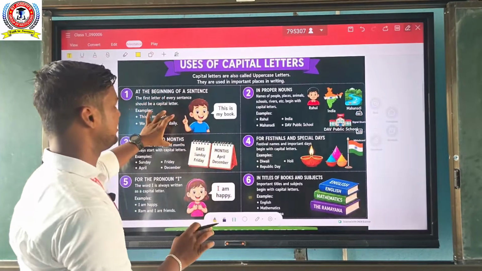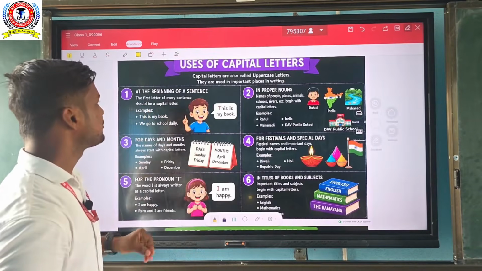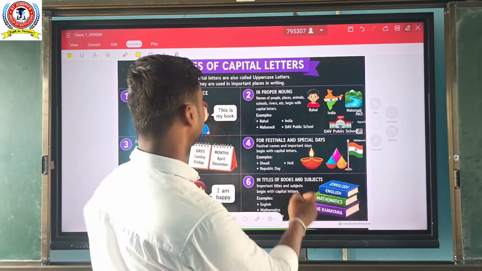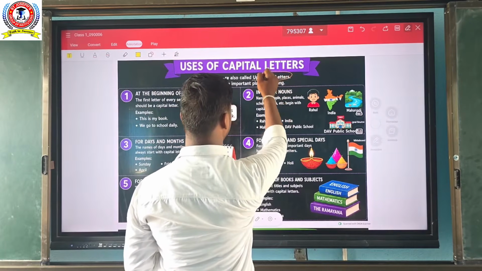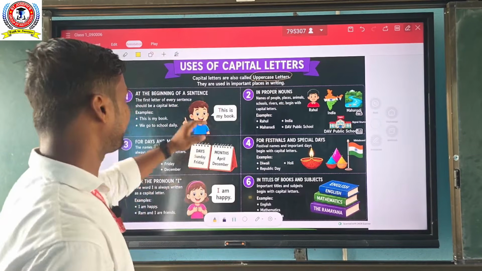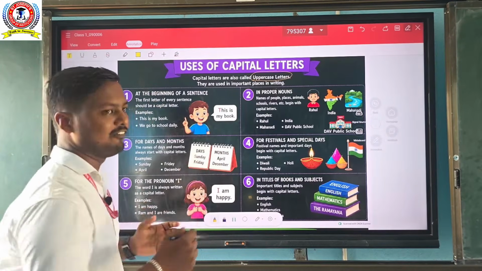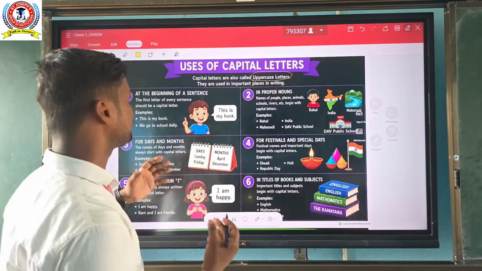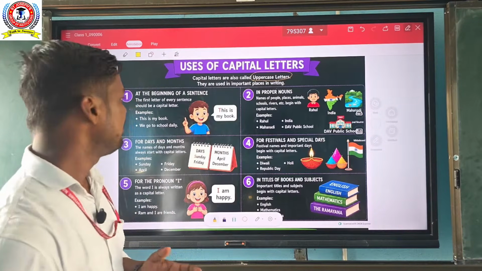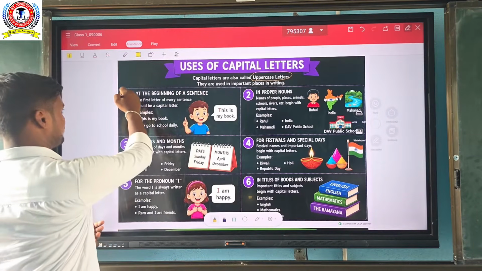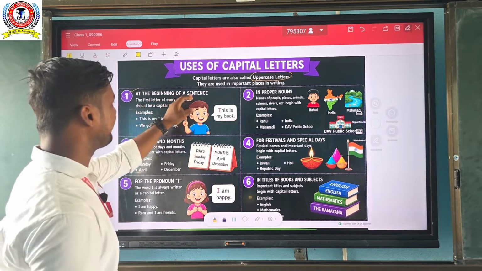Capital letters are also called uppercase letters. Whenever you are writing, you have to use capital letters and small letters. So where do you have to use capital letters? First, you have to use a capital letter at the beginning of a sentence.